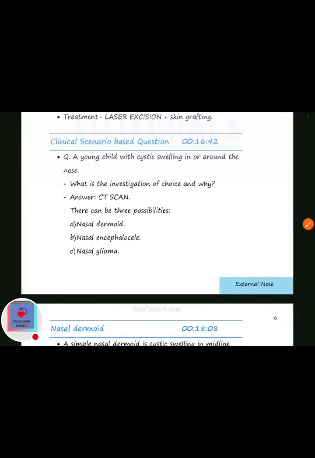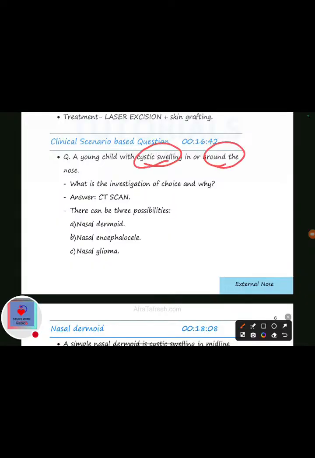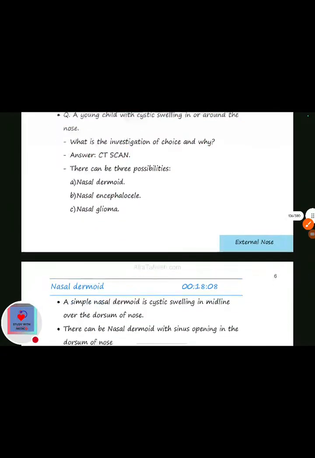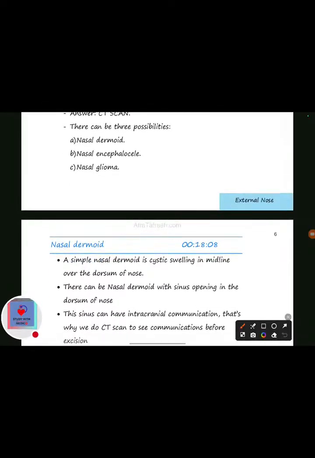Clinical scenario based question here. A young child with cystic swelling in or around the nose. So what are the differential diagnoses? What is the investigation? Investigation of choice is CT scan. Why CT scan? Because there are three possibilities. One is nasal dermoid. Any mass growing on the midline structure is a dermoid. Another is encephalocele. Encephalocele is along with the meninges of the brain. The swelling is there, and there are meninges of the brain. In glioma the meninges have been cut off, the connection with the brain is lost. But in encephalocele the meninges have the connection with the brain.